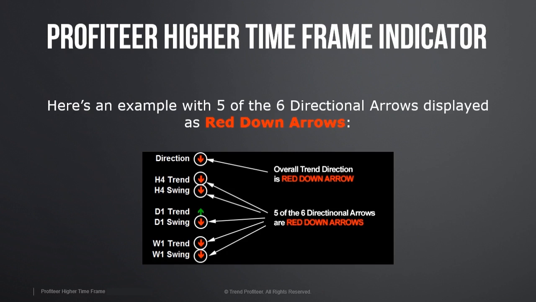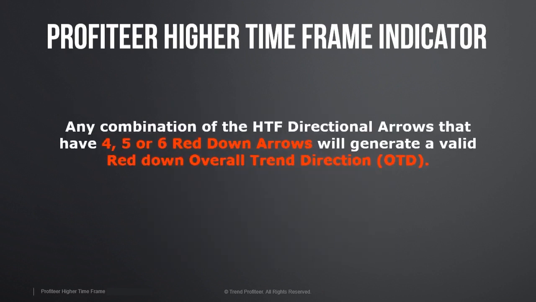Okay, the only time when you can really look at taking a trade in either direction is when it's a bidirectional market. That's when it has that blue bidirectional arrow. Okay, so any combination of the HTF directional arrows that have 4, 5, or 6 red down arrows will generate a valid red down overall trend direction, OTD. So that's all there is to the high time frames, but don't let its simplicity fool you.